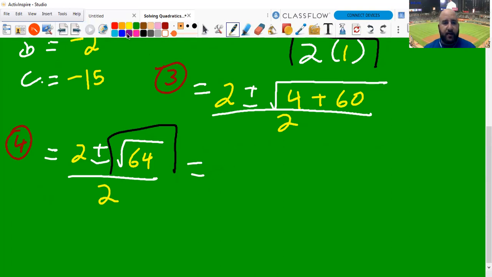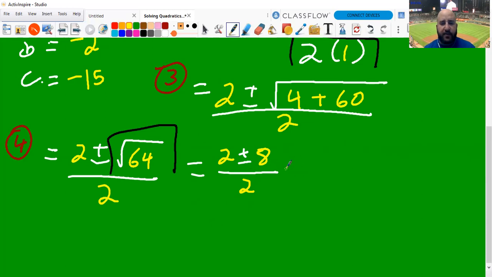Let me make my 2 back to yellow. So I got my 2 in my denominator. Square root of 64 is 8. So I'm going to stick my plus minus between the 2 and the 8 divided by 2. So 2 plus or minus 8 divided by 2. Now at this point in theory, you could go ahead and divide by 2 and get 1 plus or minus 4. But I don't want to do that.